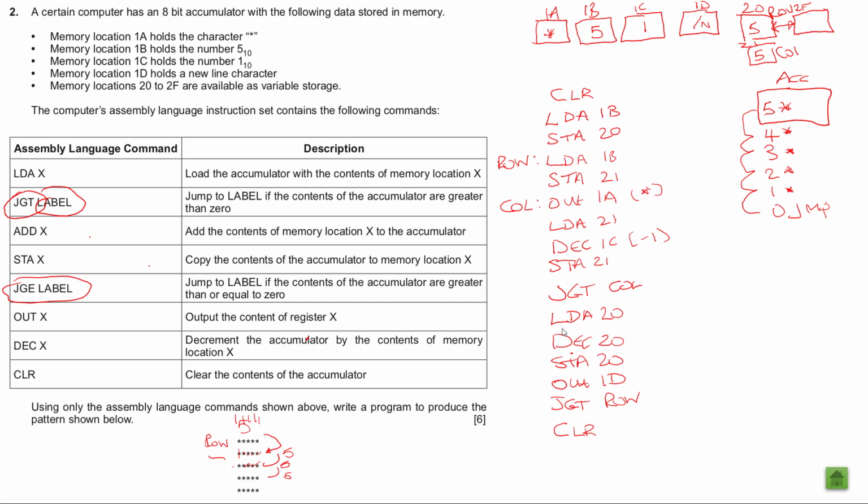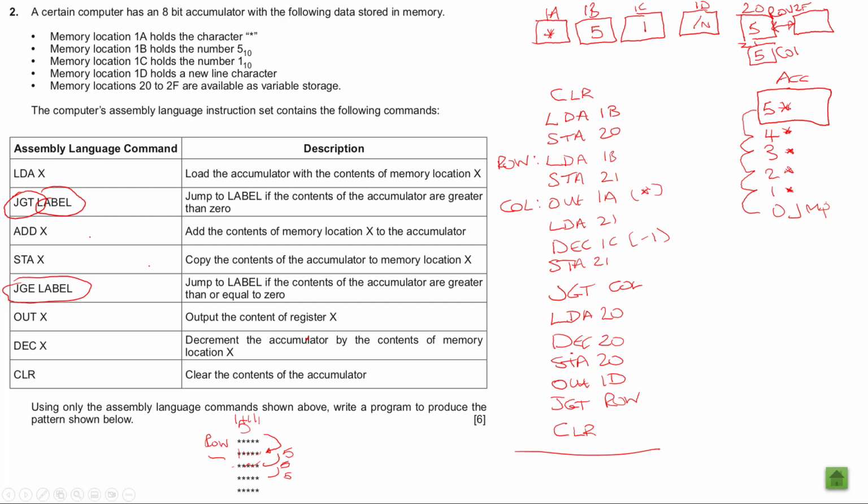Once you've reached 0, load 20, decrement the 20, so decrement the rows, and then store that back in 20, and then new line please, and keep going until the accumulator is less than 0. So you've got to keep going. And that'll produce 5 stars and then new lines and 5 rows. And that's it for 6 marks.